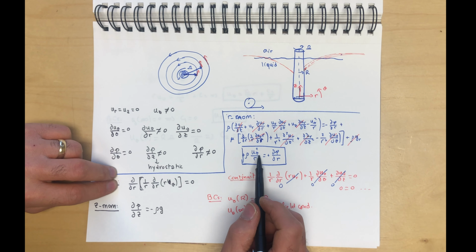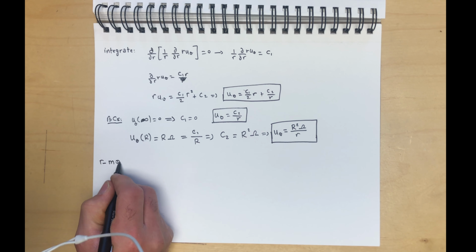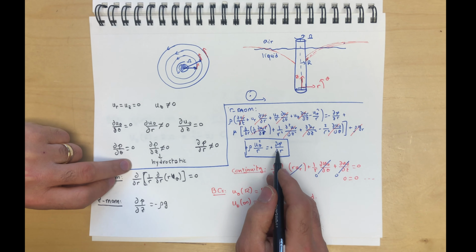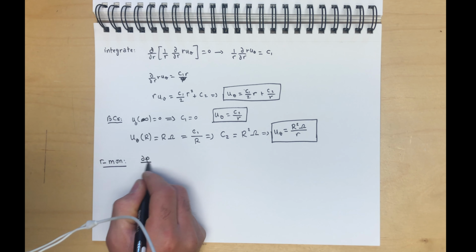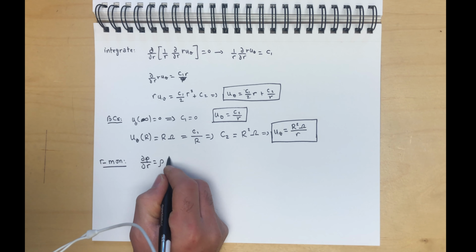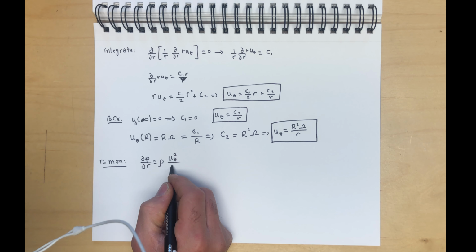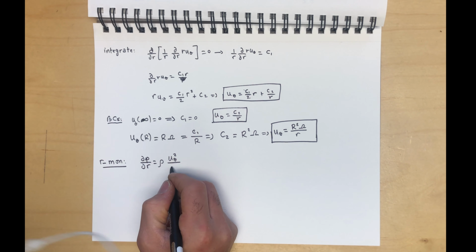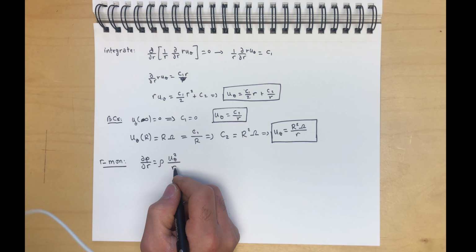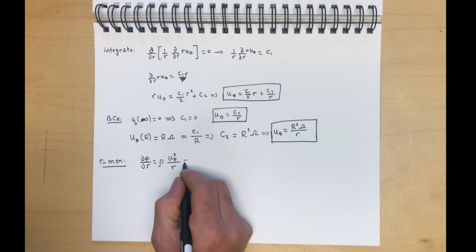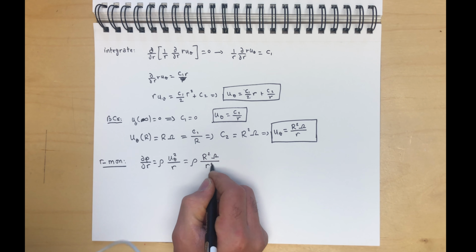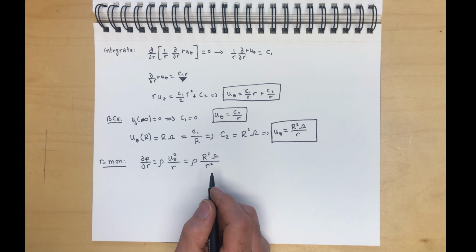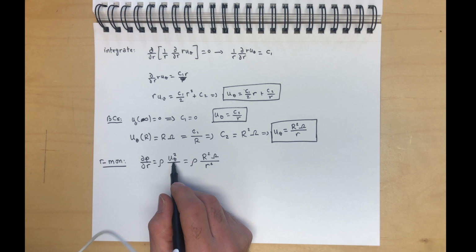For the R momentum equation, that's going to give us dp by dr is equal to rho u theta squared over R. So dp by dr is equal to rho u theta squared over R, and that's equal to rho R squared omega over R squared. Agreed? So that's rho u theta squared.